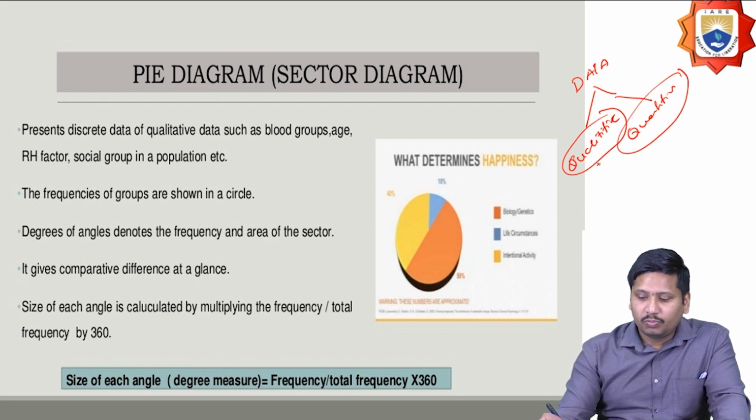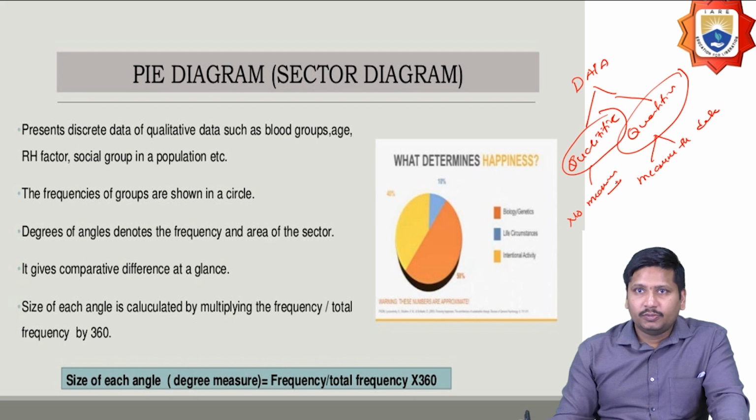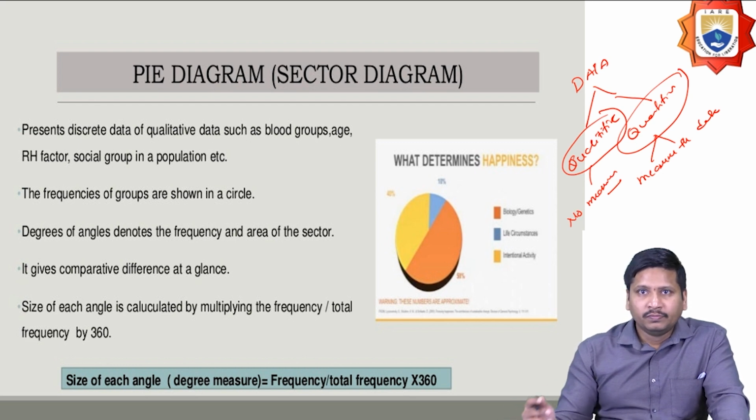Quantitative means that we are able to measure the data, and qualitative means we do not have any measures at all for the data, right? So the pie diagram is going to be used for qualitative data such as blood groups, age, RH factor, social group in a population, etc.